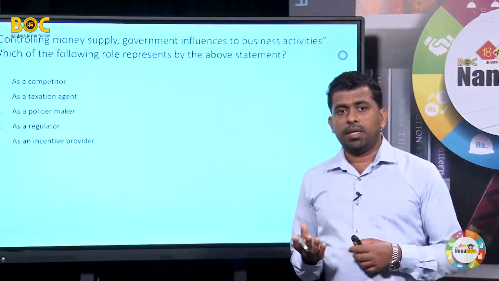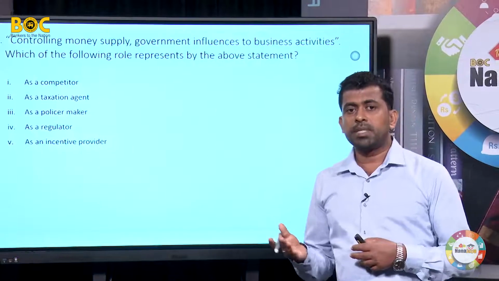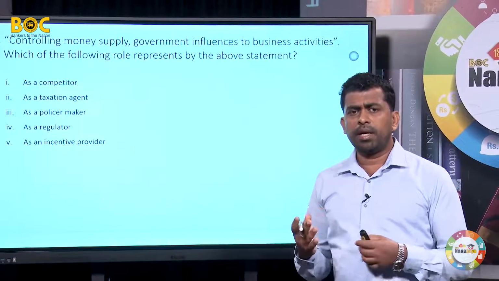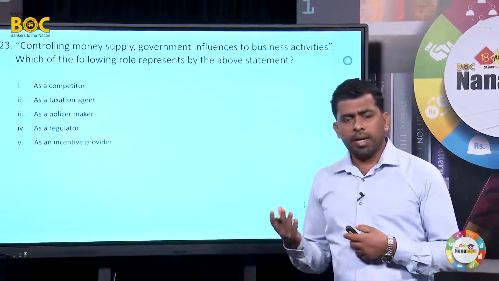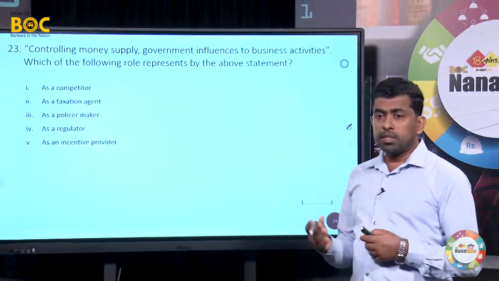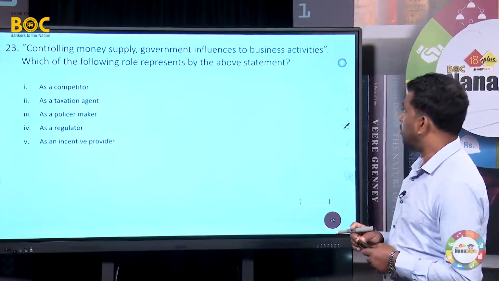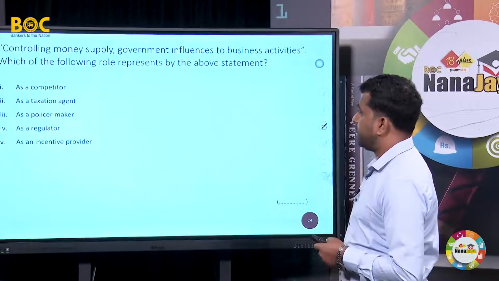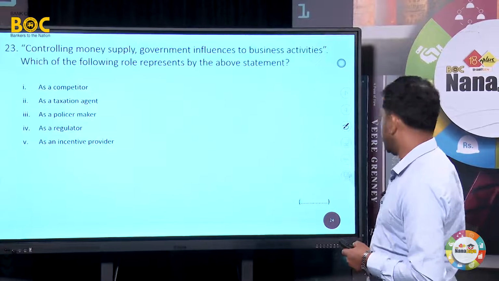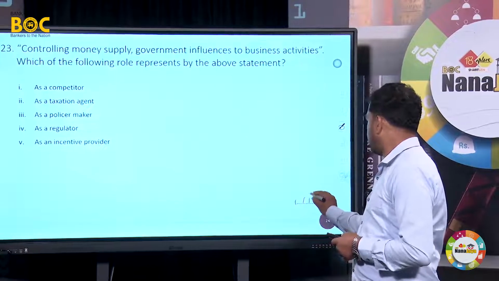By collecting taxes and by incurring expenses, that is capital expenditure and recurrent expenditure, the government maintains fiscal policy. By controlling the money supply, the government maintains monetary policy. So this is related to the policy maker. So the correct option is the third one.